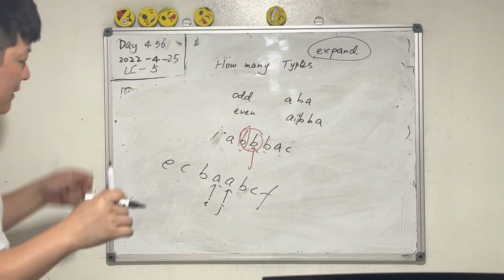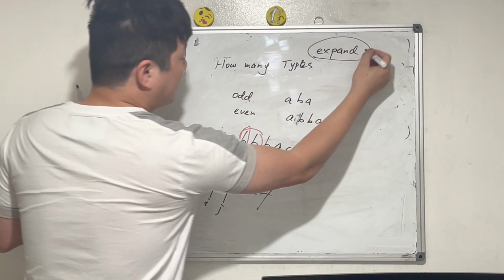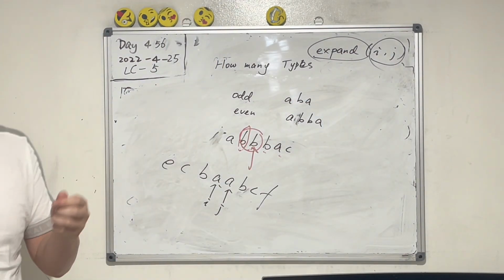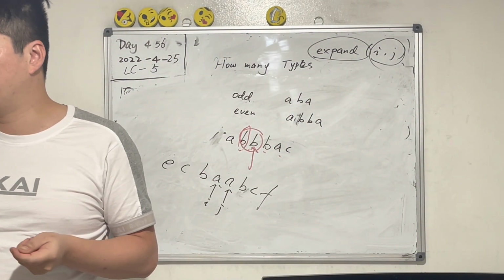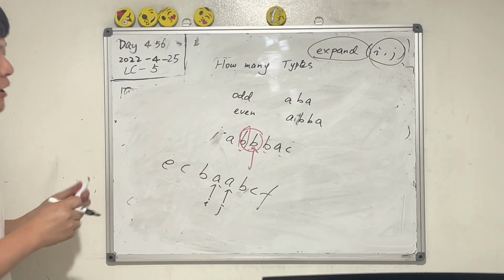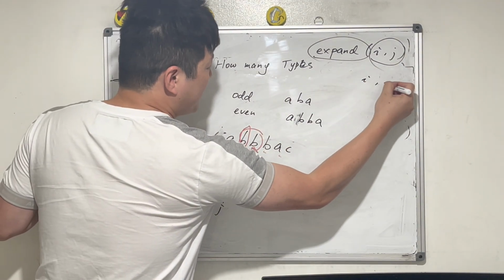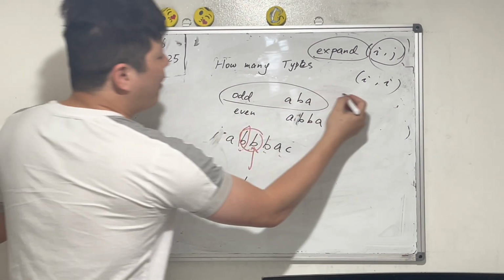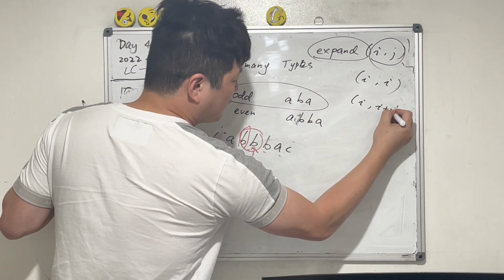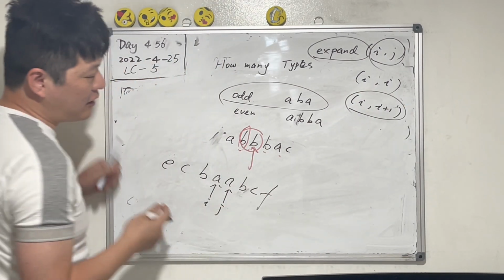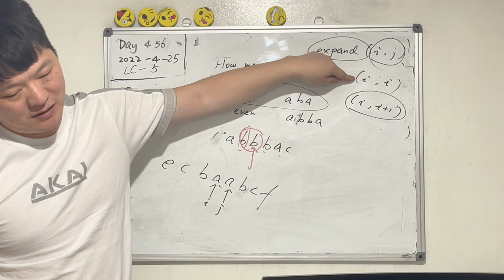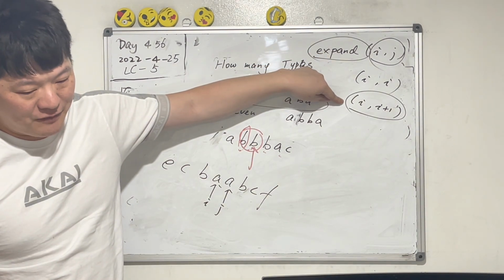Expand, yeah? And then take 2 parameters, I and J. So I and J mean the center of a palindrome. We're looking to expand, okay? So it could be I and I, which means an odd-number palindrome, or I and I plus 1, which is even. Okay, so why is this the odd number and why is this the even number?